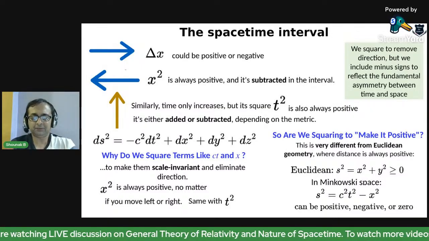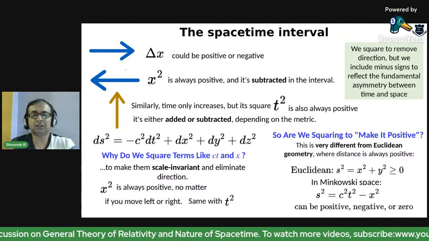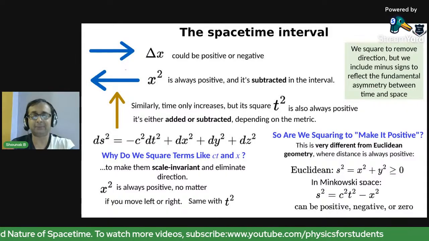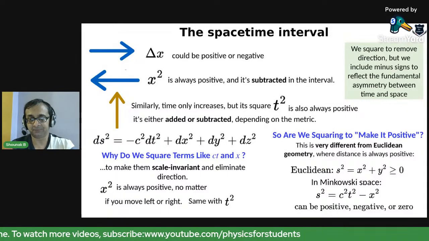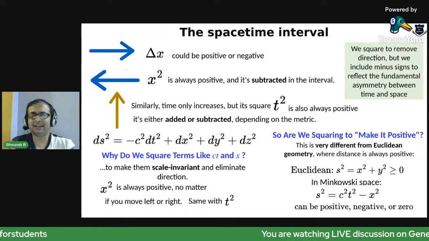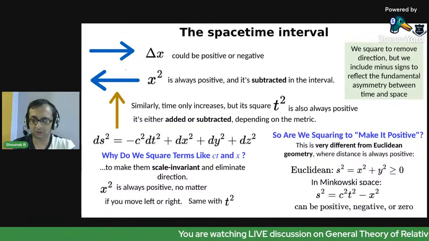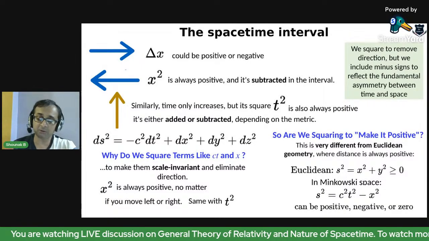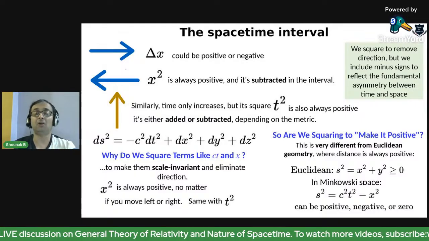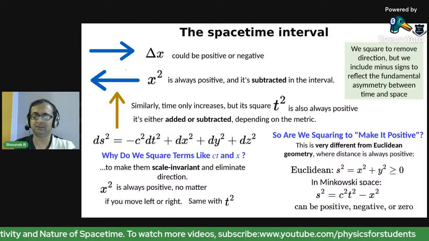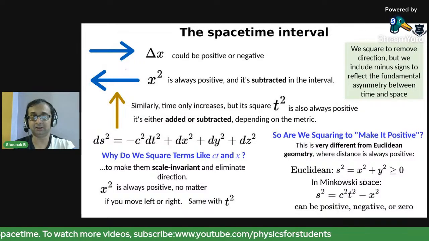Okay. So if you see that ds square, why do we use the square terms like ct and x? Because to make them scale invariant. That means we will always get a positive sign. So on the right hand side, are we squaring to make it positive? The answer is that it is totally different from Euclidean geometry. In Euclidean geometry, it is always greater than or equal to 0. But in Minkowski space, it can be positive, negative, or 0. So this is basically the difference between Euclidean space and Minkowski space-time interval.